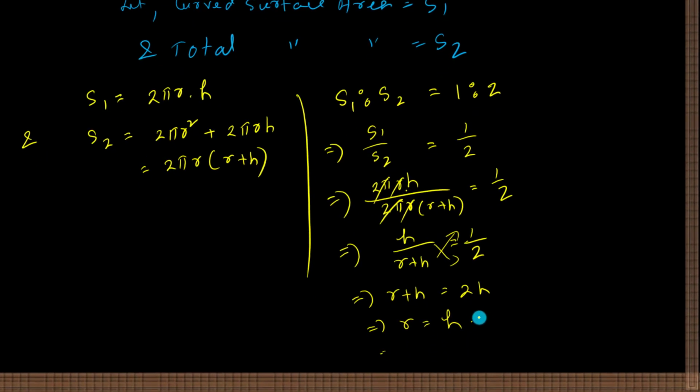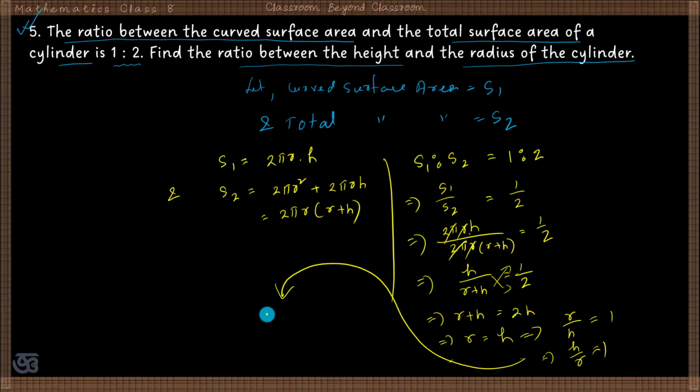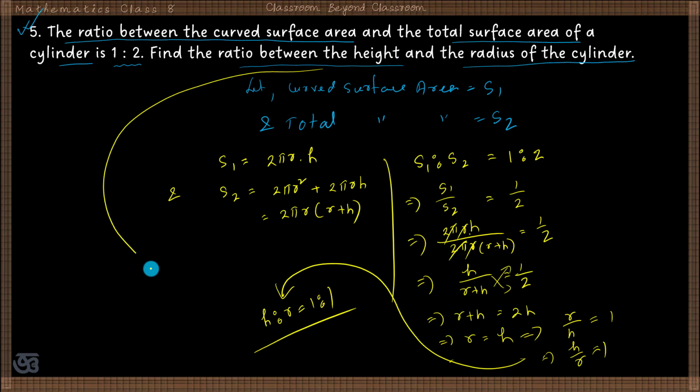So from this we can write r divided by h is equal to 1, or we can say h divided by r is equal to 1. And what does it mean? h is to r is equal to 1 is to 1. So find the ratio between the height and the radius of the cylinder. So this ratio is 1 is to 1.